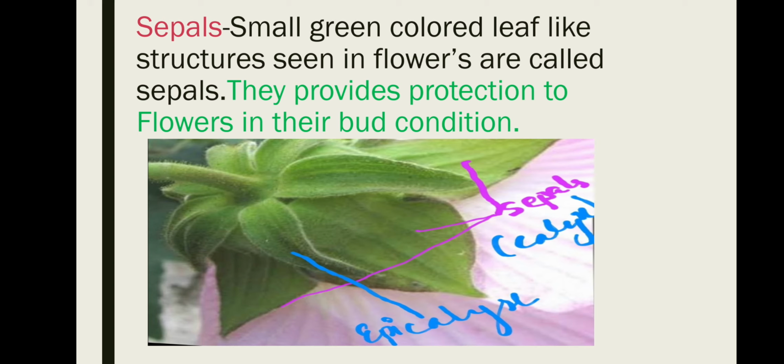These are small green colored leaf-like structures seen in flowers. They basically provide protection to the flower in its bud condition. Most typical angiospermic flowers consist of four whorls of floral appendages attached to the receptacle, and they are calyx, corolla, androecium and gynoecium. Androecium is basically the male part and gynoecium is the female part.